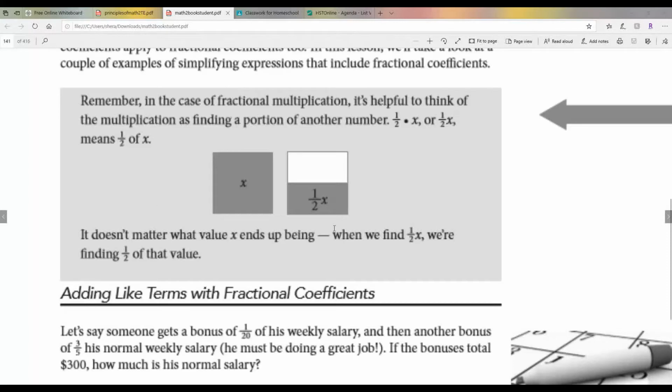So let's look at this box. Remember, in the case of fractional multiplication, it's helpful to think of the multiplication as finding a portion of another number. So half times x or half x means half of x. Doesn't matter what the value x ends up being. When we find half x, we're finding half of that value.